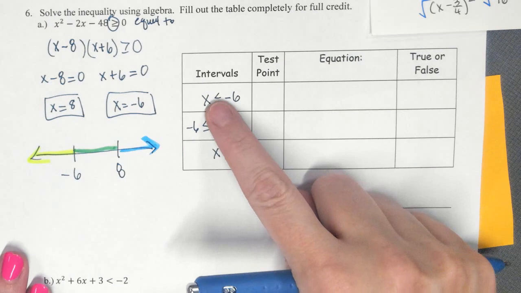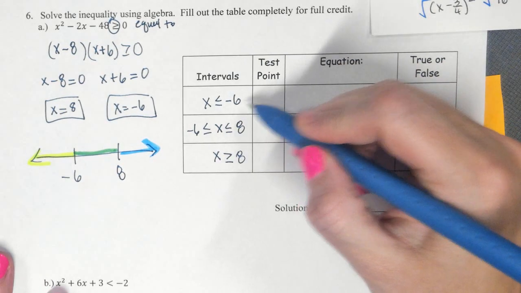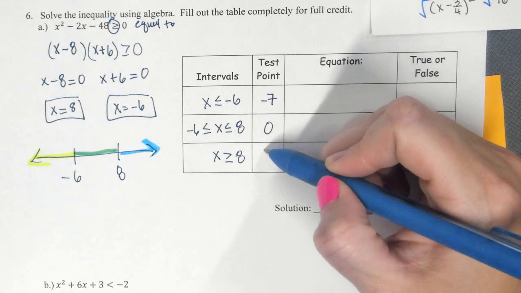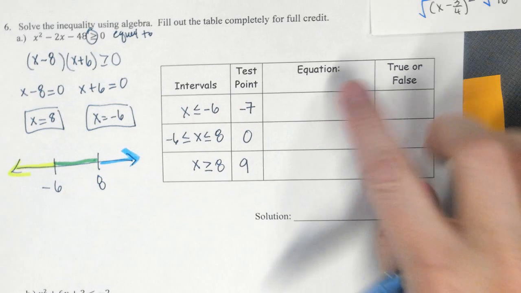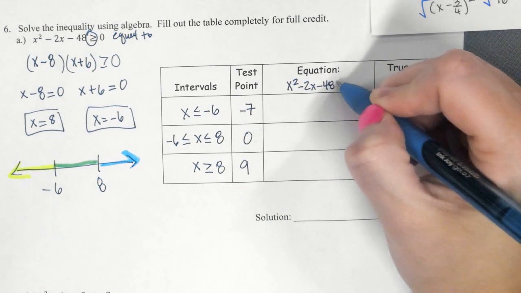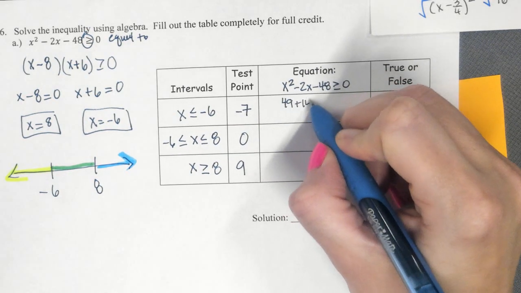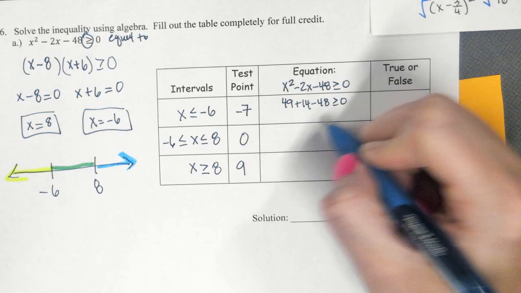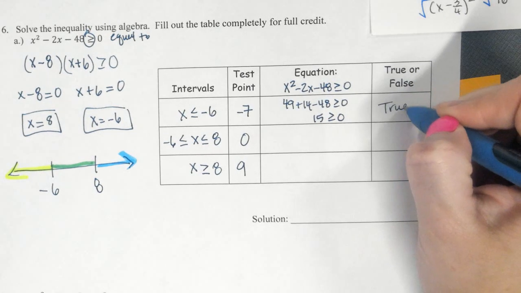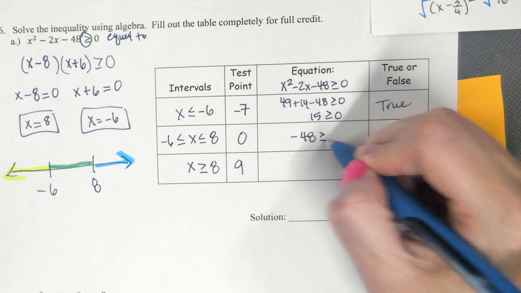Your test point can be anywhere in this interval, it just can't be this number. So -6 wouldn't work, -7 would. Okay, 0 works here. Whenever you can use 0, highly recommend. And then you're going to plug it into the original inequality for this one. So -7 squared is 49, plus 14 minus 48 is greater than or equal to 0. 15 is greater than or equal to 0. Is that true or false? True.